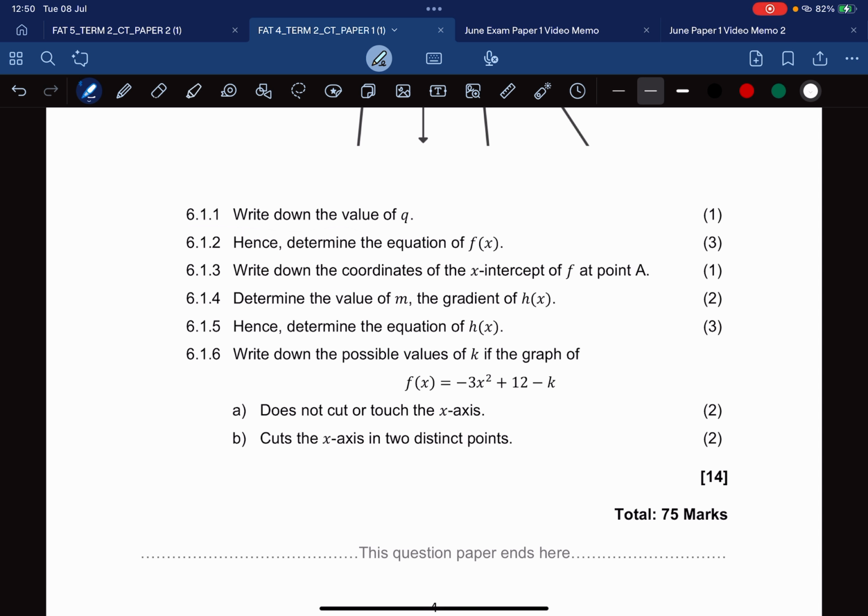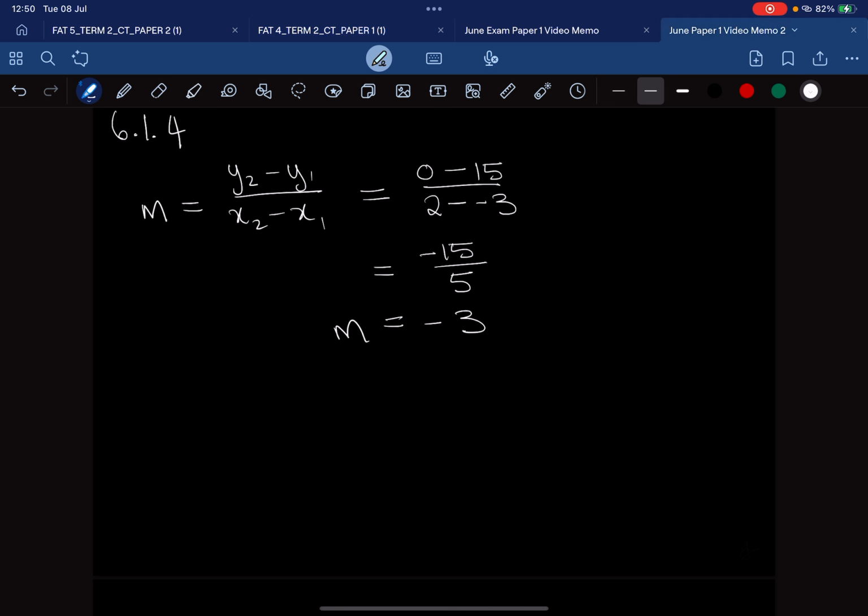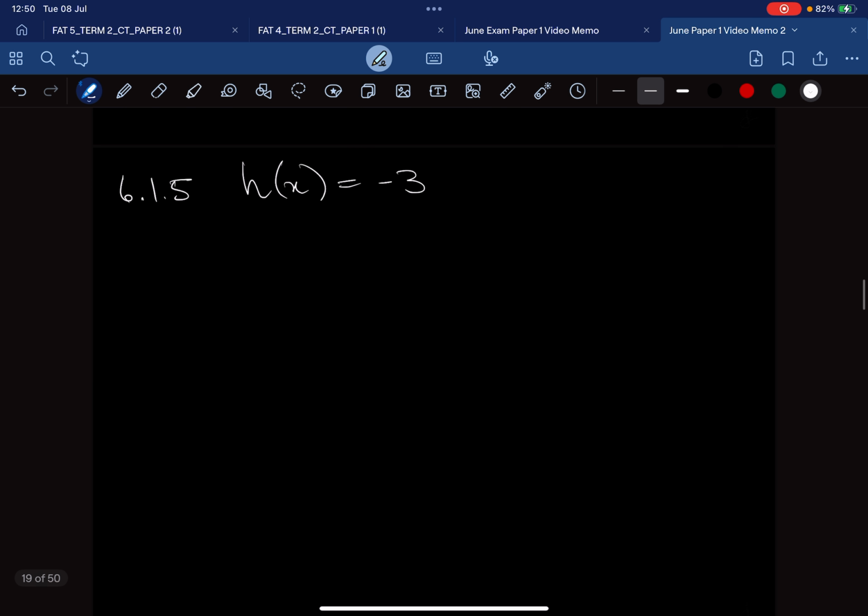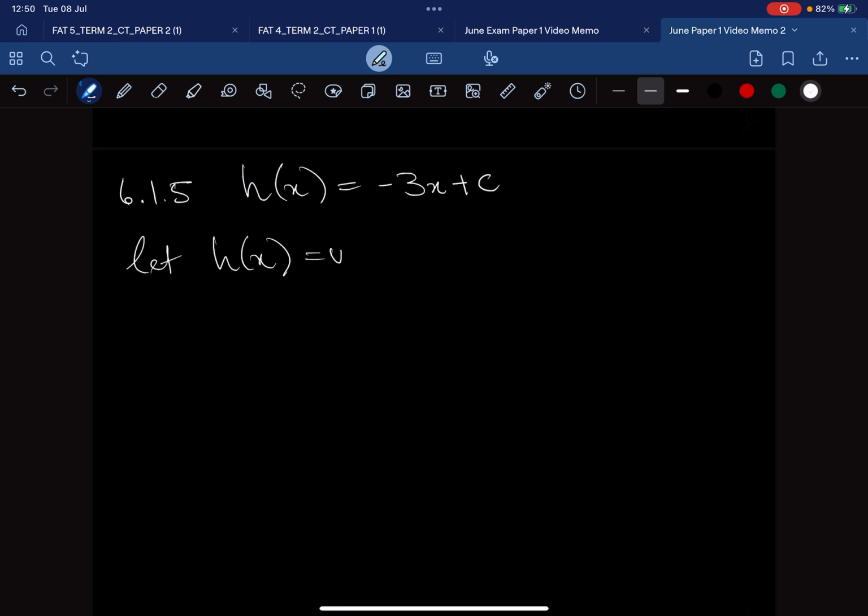6.1.5, hence again determine the equation of h of x. So for h of x, currently we have h of x equal to mx plus c. We know m is negative 3 from our previous question. That's negative 3x plus our c. And once again, I'm going to let h of x equal y. So I can write it like this.